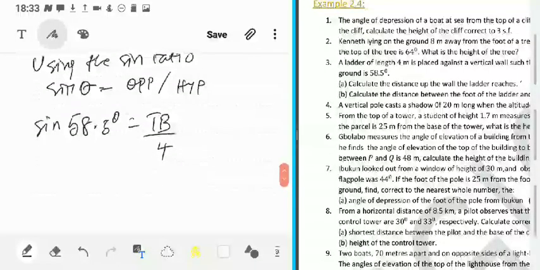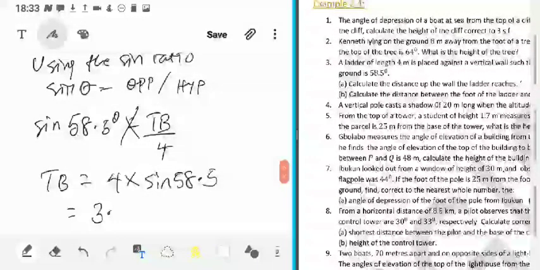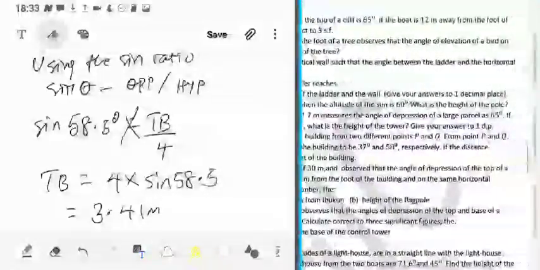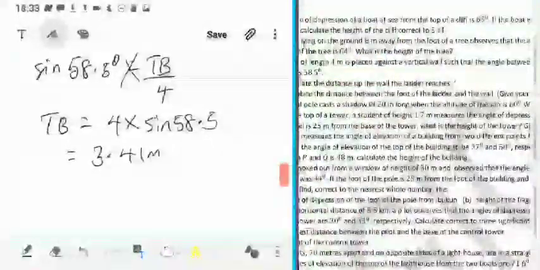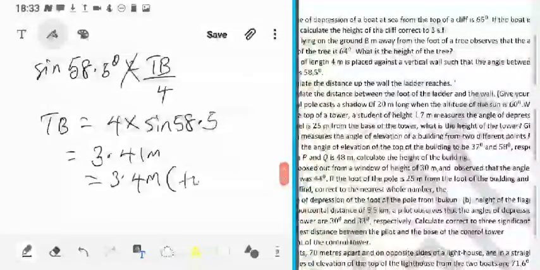So what is TB? Just cross multiply. We have TB equal to 4 times sine 58.5, which is equal to 3.41 meters. Give your answers to one decimal place. Which is equal to 3.4 meters to 1 dp.